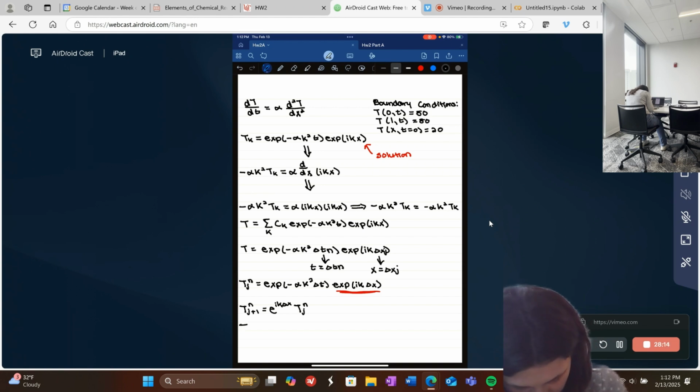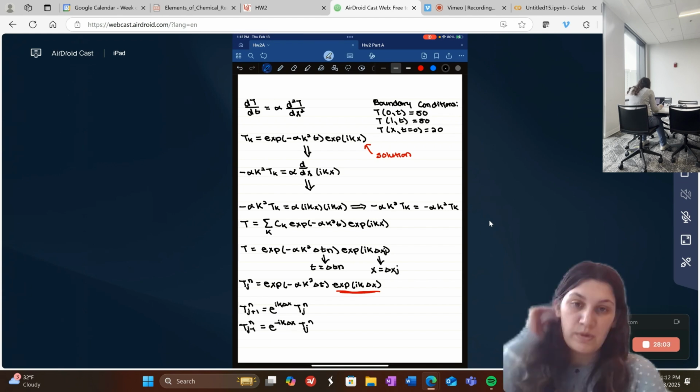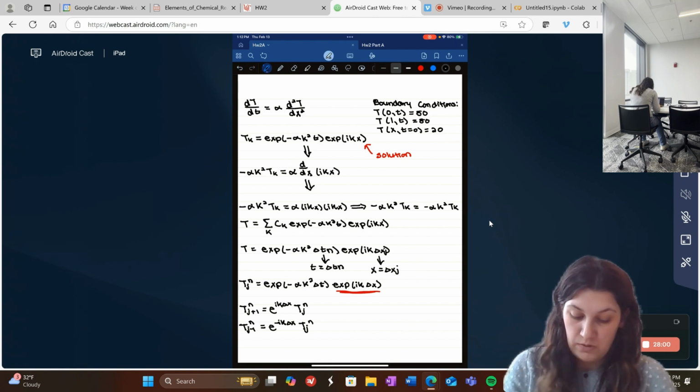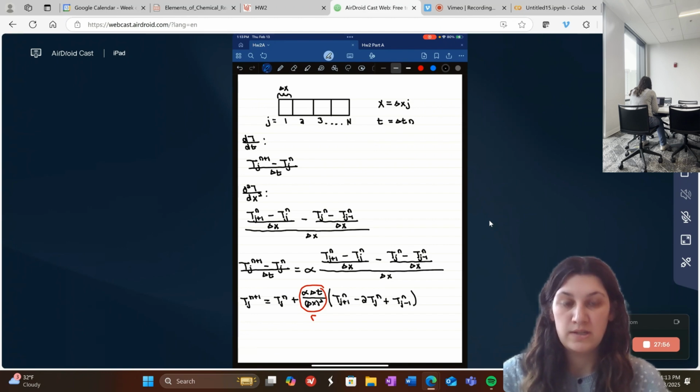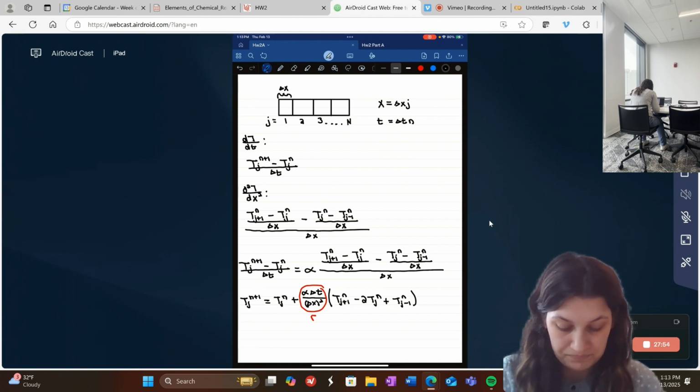And for T_{j-1}, we're going to do the same thing, except now this is going to be negative because we're subtracting 1 instead of adding. Now that we have this, all we have to do is take these three values and plug them into this equation that we established in part B.